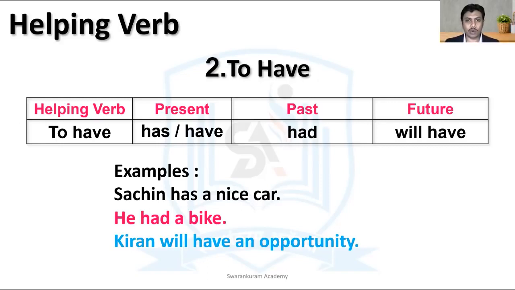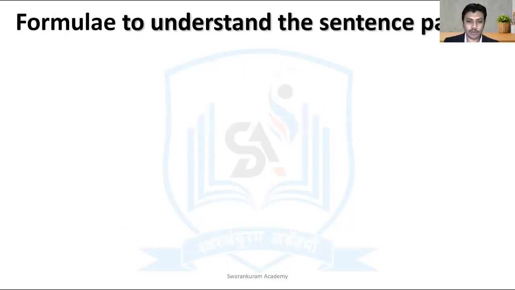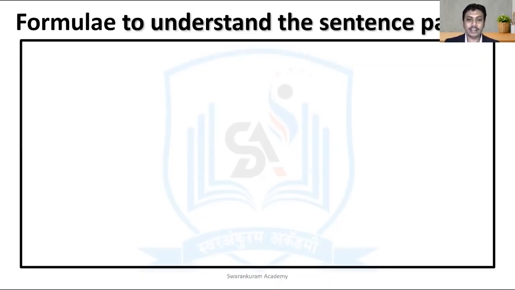A quick note to understand. To be indicates the state of the subject. To have indicates possession or ownership of the subject. Okay. Now, let's try to put this information in your mind by keeping simple rules. Grammar is all about understanding rules, isn't it? So, try to understand the same thing. Here are the formulae that you need to understand properly.